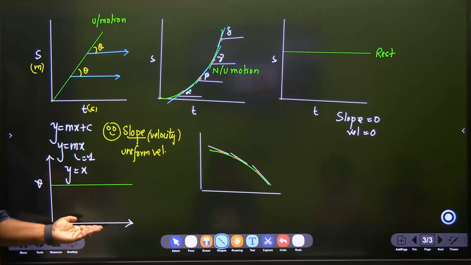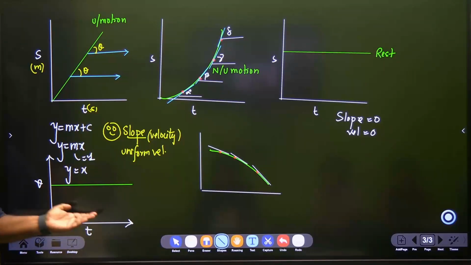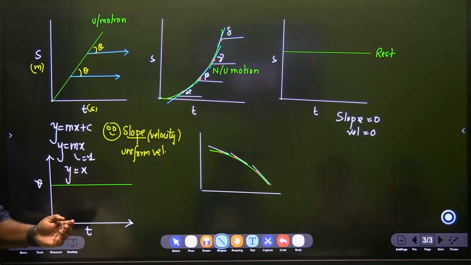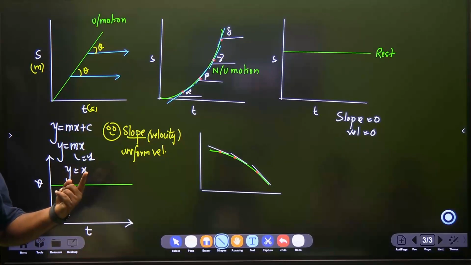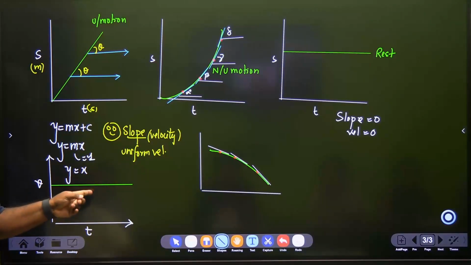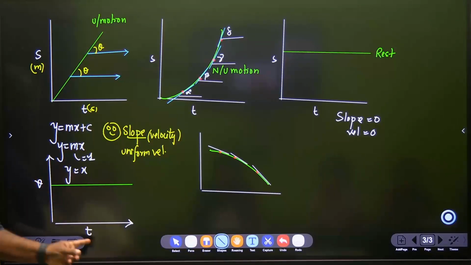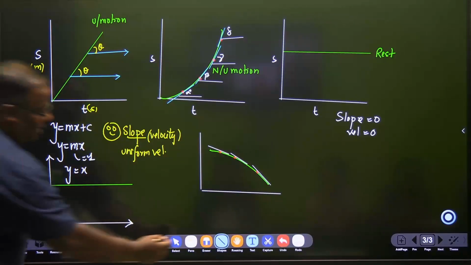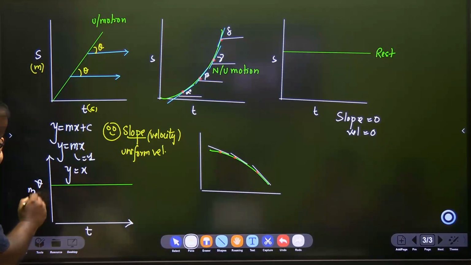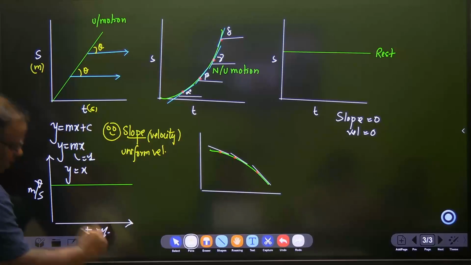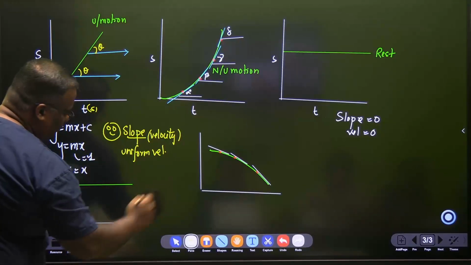Constant. And constant velocity means, do you have a V and a U? No, there is only one V. Acceleration has not taken birth. What is the slope of this graph? 0. And what is the slope of a VT graph? Acceleration. So acceleration is 0. Yeah, this is meter per second. So this is uniform velocity.